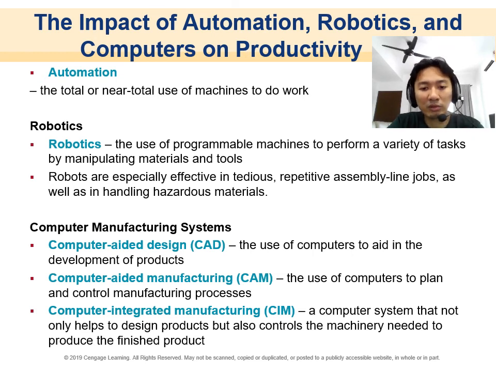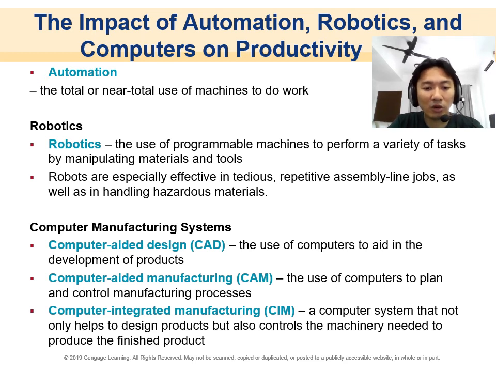And then when we talk about robotics, this is when we use machines, we program them and ask them to do several tasks, to manipulate tools, materials, and to perform certain specific tasks. Robots are very good because they are effective, they do not get tired, they can do a lot of repetitive jobs, and they can also handle dangerous material.